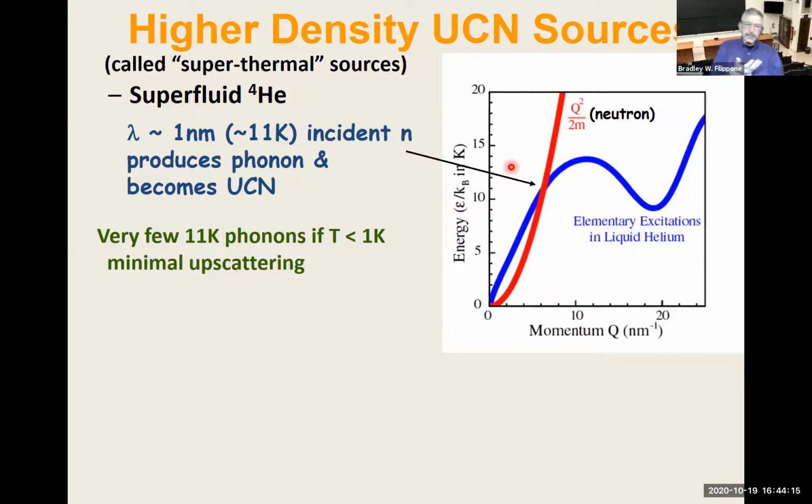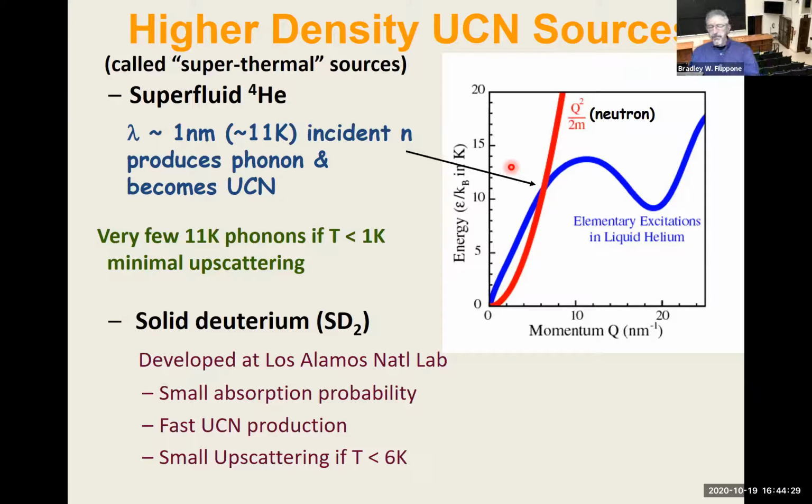If you make the temperature of the system really cold, and what you need is less than 1 Kelvin, so that the chance of the neutron getting sped up and then kicked out of the trap is small, you need less than 1 Kelvin. The same technique also works with a moderator made of solid deuterium, which is something we developed in a collaboration at Los Alamos Labs starting about 20 years ago.